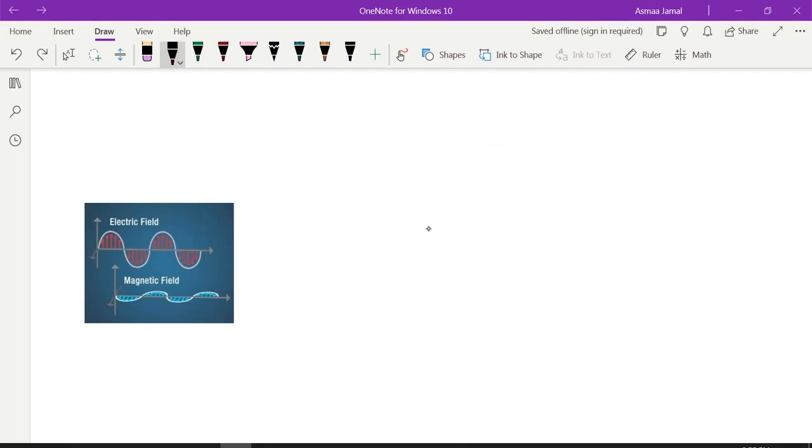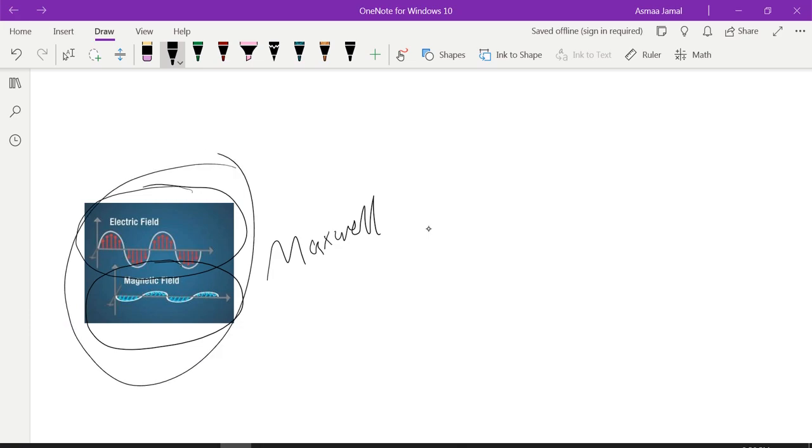All of those properties and characteristics work for all of the electromagnetic waves. Again, electromagnetic waves means a combination of electrical field or electrical waves and magnetic field or magnetic waves. And this was noticed by Maxwell. So Maxwell was the one who said light is electromagnetic waves.